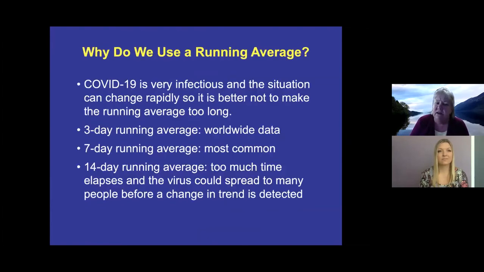COVID is a very infectious disease, and it can change really rapidly. So you don't want that running average to be over too long of a period. 3-day running average, that is being used on a worldwide basis. That's the only place I've seen where they've actually reported 3-day running averages of COVID. The 7-day running average, as I mentioned, is the most common. It's what the CDC uses. A lot of state departments of health use it. The city of Chicago uses it.